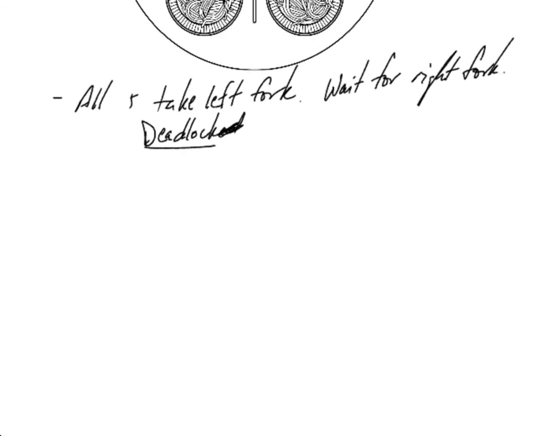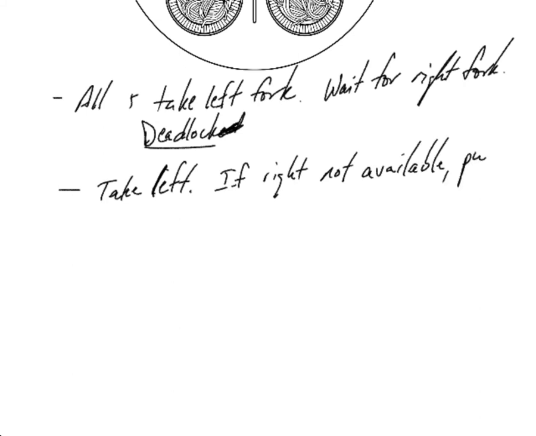Okay, so we can fix it by: take the left fork. If the right is not available, put the left fork back, and then try again. Take the left fork, look to see if the right's available, and so on. Now, what if all 5 take the left fork? Then they all put the left fork back down. Then they all take the left fork. Then they all put the left fork down. So this can cause starvation. They're still doing something, but they're never actually able to eat.